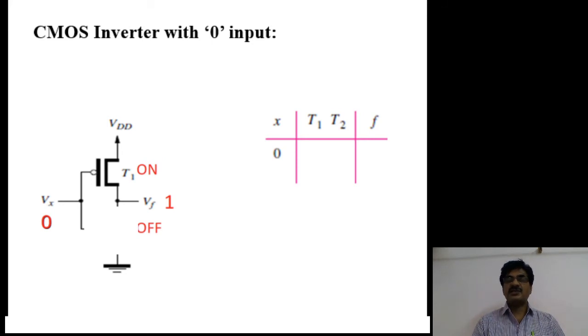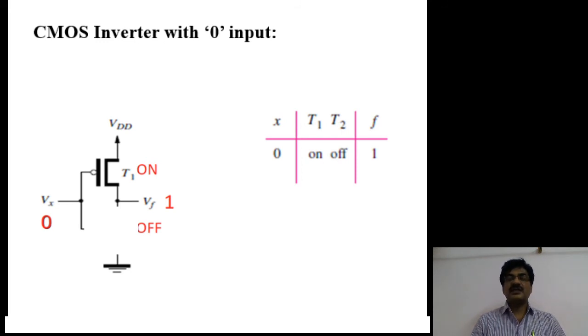With reference to logic 0, what is the state of T1 transistor? That is on state. Similarly, what is the state of T2? Off state. Since the state of T2 transistor is off, the output voltage is open circuited voltage, hence the logical value is 1. So with reference to logic 0 input, here we are getting logic 1 output. So in this case, this circuit satisfies the functionality of the inverter.